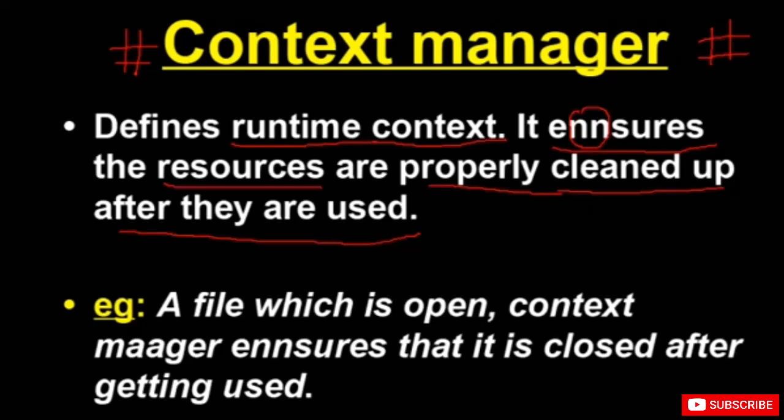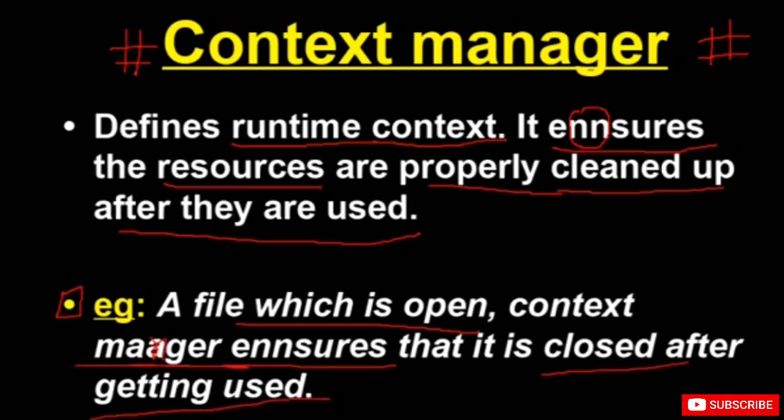Similarly, a file which is open must be closed once it has been used. Well, here the N is missing, I guess. Ignore the mistake. What is open must be closed after it gets used. That's the context manager. Why is it important? Because you want to log out, right?